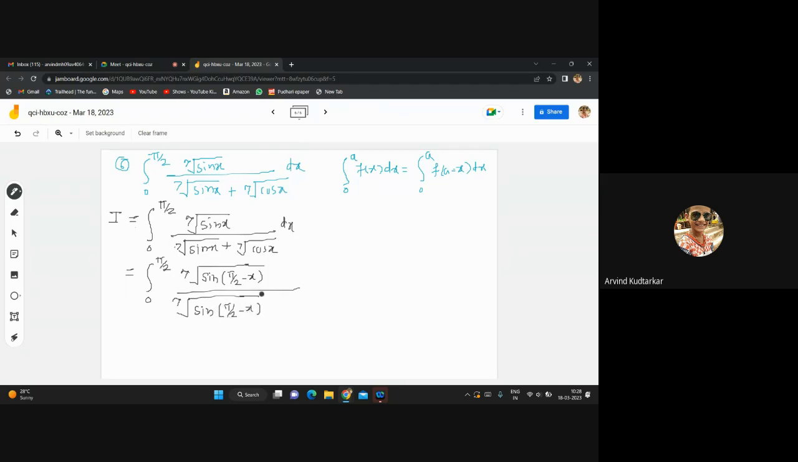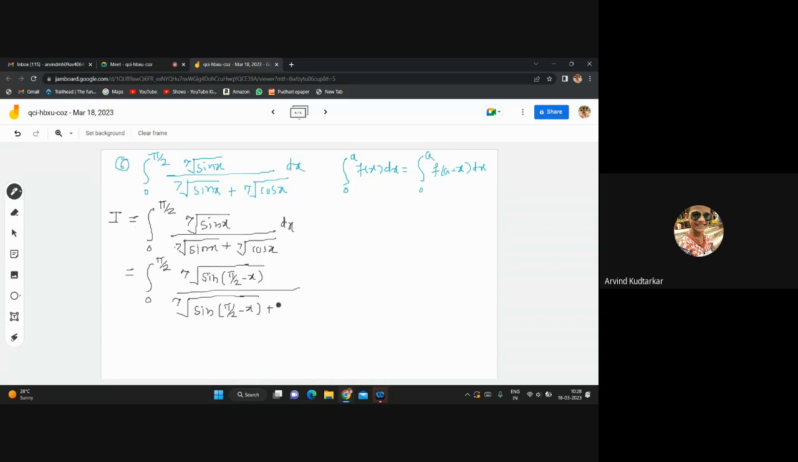We apply this result, this f of a minus x, so the value will be the same. Plus seventh root of cos of pi by 2 minus x, into dx.